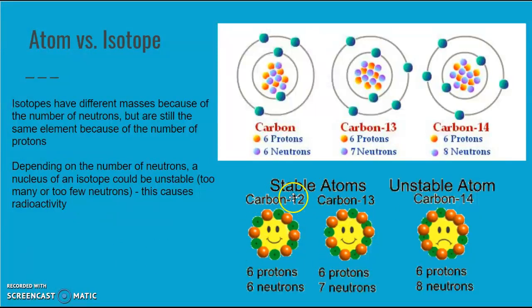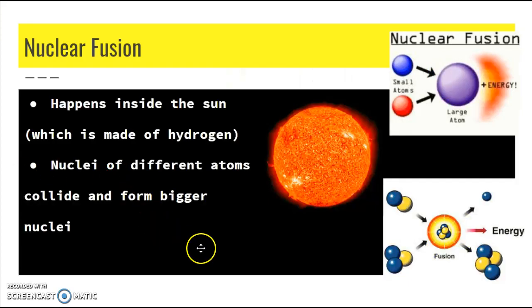The stable isotopes of carbon are carbon-12 and carbon-13. These both exist in nature. Carbon-14 is really rare because it is not stable. It can form, but it doesn't stick around for very long because it becomes radioactive. It has too many neutrons for these protons to be able to stick together, so the nucleus actually breaks down, and that's what we call radioactivity.